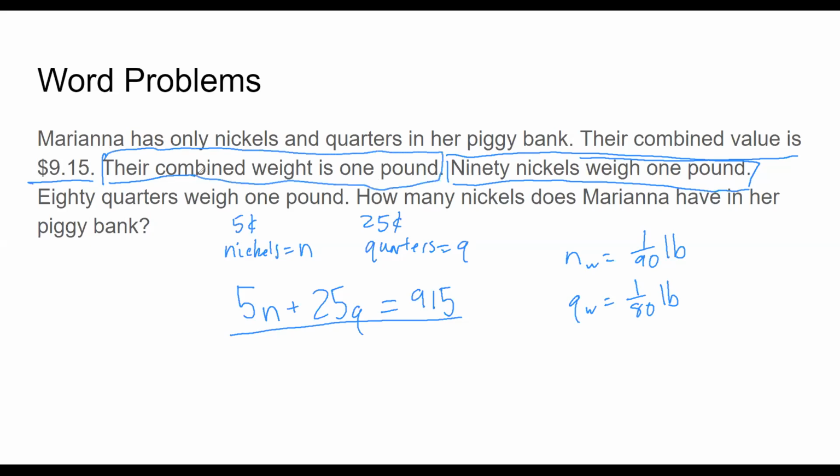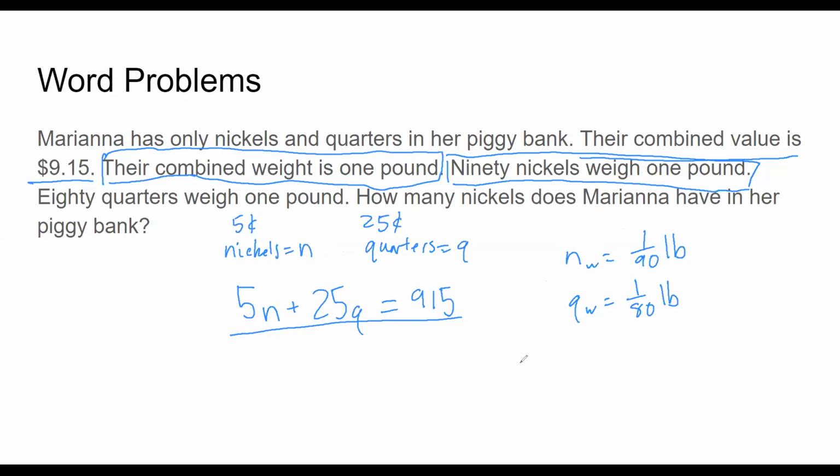So does anyone want to say what equation we can set up with this information? 5 times 1/90th. Not quite. So plus 25 times 1/80th is equal to 915. We have to be careful here because the reason I put W here is to distinguish it from our variables n and q. Here we defined n and q as the number of nickels and the number of quarters. And here we're talking about their weights.